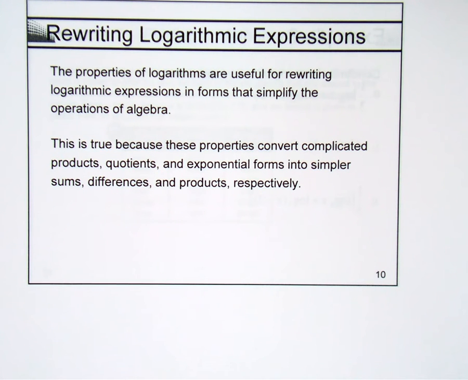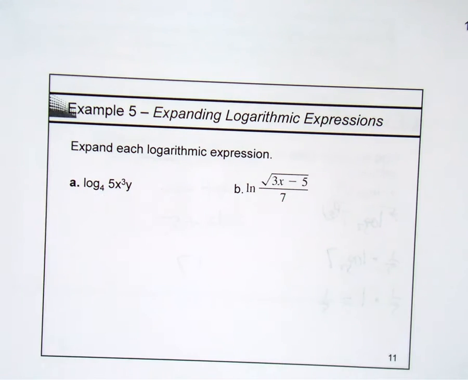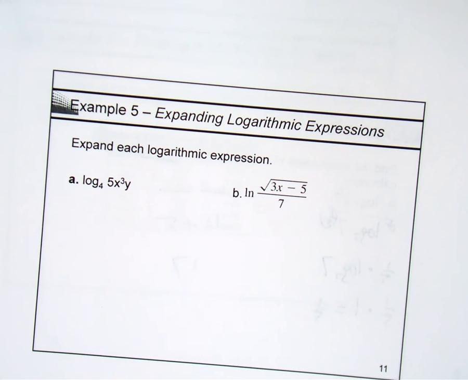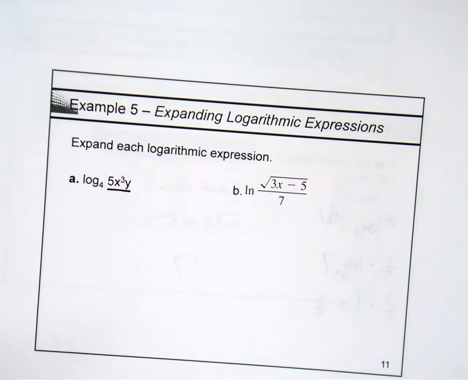The properties of logs are useful for rewriting logarithmic expressions in forms that simplify the operations of algebra. This is true because these properties convert complicated products, quotients, and exponential forms into simpler sums, differences, and products. Let's take a look. Log base 4 of 5, x to the third y. Boy, that looks intimidating, doesn't it?